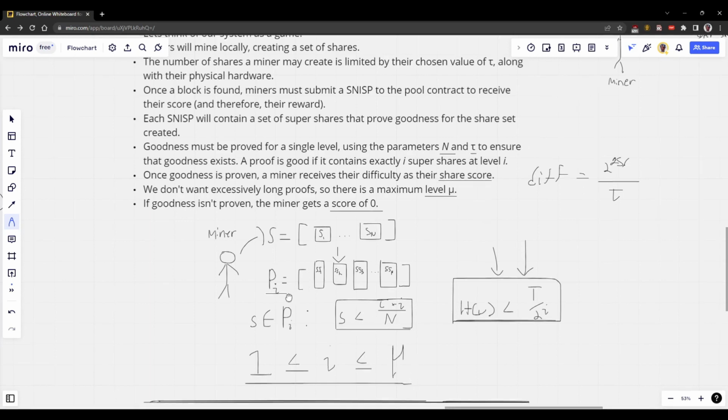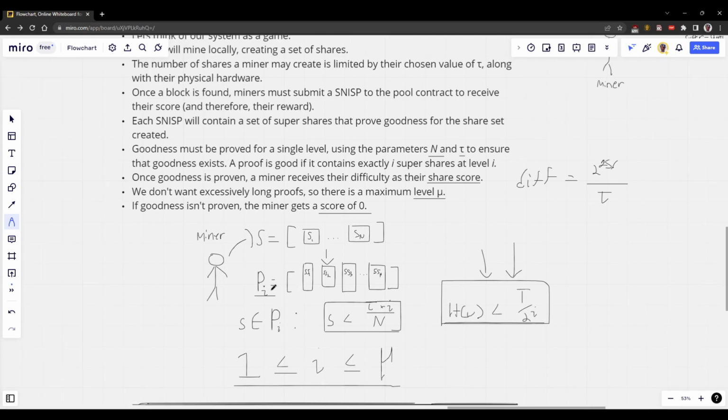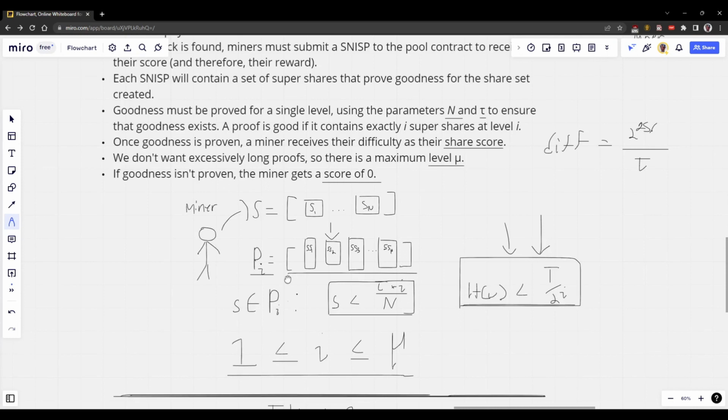Now, remember also that for a proof of level I, there needs to be exactly I super shares within that proof in order for goodness to be achieved. So, for a valid proof to exist, all shares within the proof at a certain level must satisfy this inequality. There must be exactly I super shares within a proof of level I in order for goodness to be achieved. Now this is a very mathematical representation of what's going on.